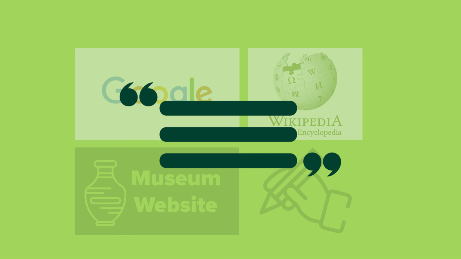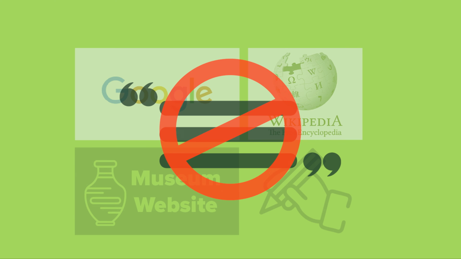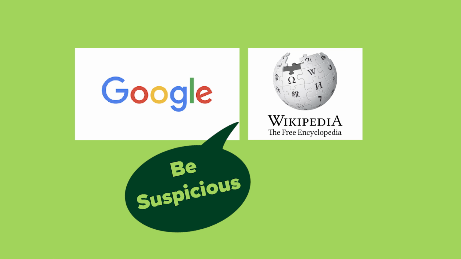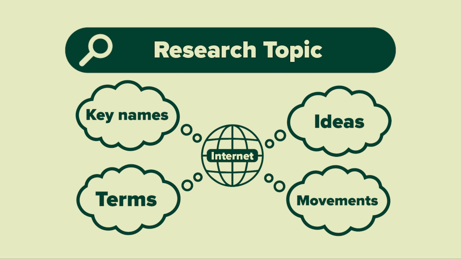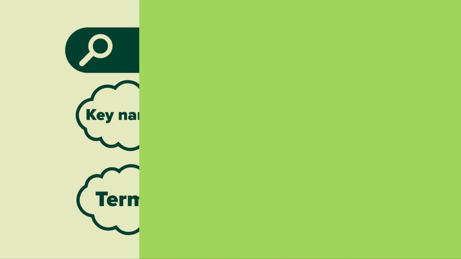The goal isn't to find sources to cite in your research. Google and Wikipedia are not always credible, so this process is to learn the key names, terms, movements, and ideas that are related to your topic. We're not looking for citations just yet.